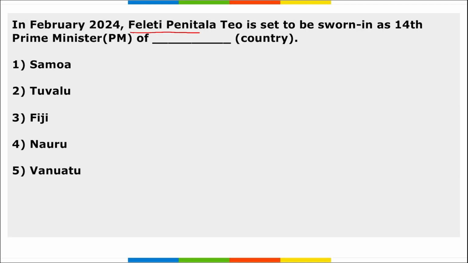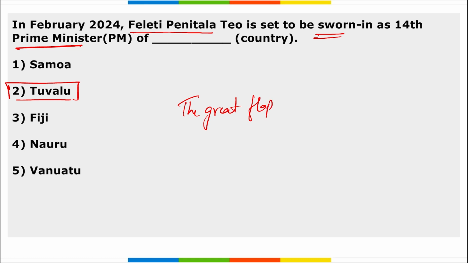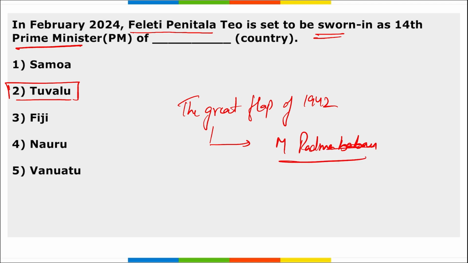Next, Feliti Pentila Theo is said to be sworn in as the 14th Prime Minister of Dash country. So, she will be becoming the Prime Minister, that is the 14th Prime Minister of Tuvalu. Right? Tuvalu. Next, if I ask you, tell me, recently, there is a book, that is The Great Flap of 1942. This book was authored by whom? M. Padmanabhan, right? Padmanabhan.